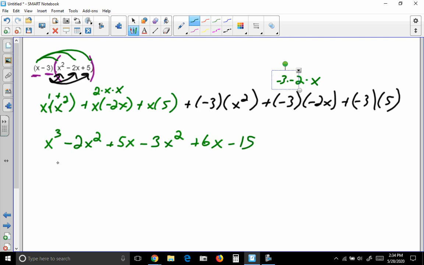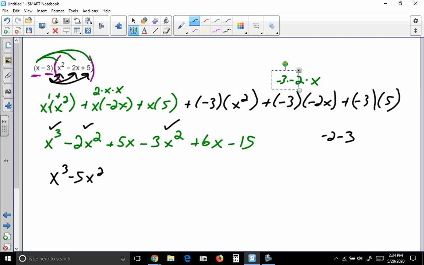So like terms combined, we have only one x cubed term. Then these two terms are x squared. So we have minus 2 of those and minus 3. So that would be minus 5. So we've taken care of those.